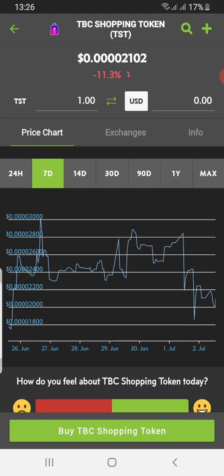So let's say, for example, that the price here increases, and you check the value of your TST here and it shows you that it increased. And you go to Uniswap and you try to exchange. At that point, you put in the amount of TST that you have. You also have to check what the value in Ether is, because the moment you put in the amount of TST you want to sell, it shows you the amount of Ether that you're going to receive.